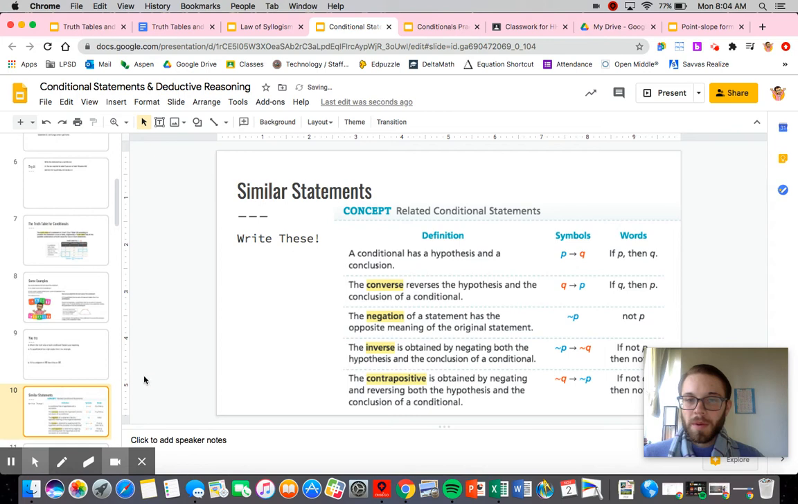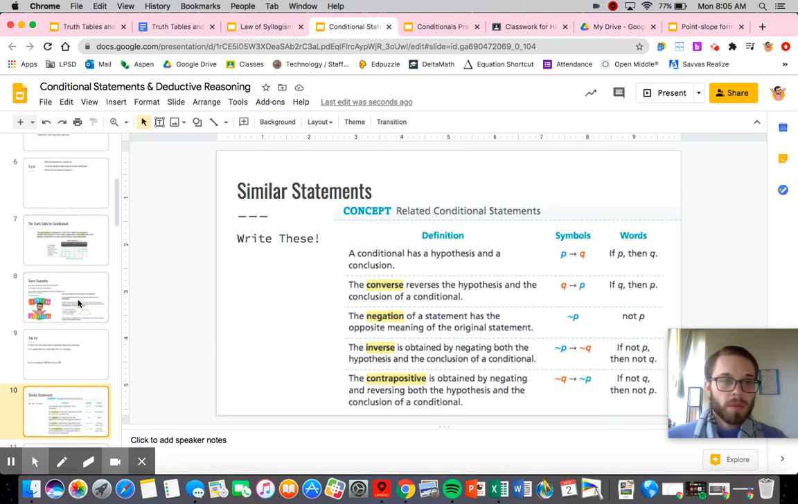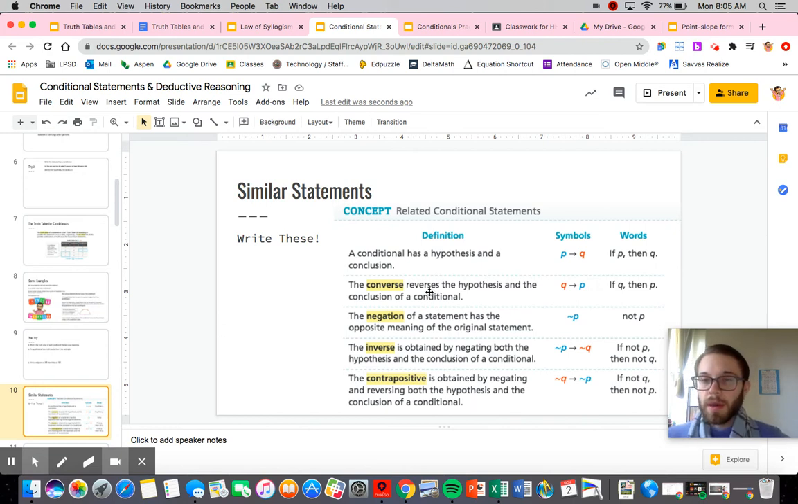Next, there's a couple other relationships that we can have in terms of conditional statements, and these are called the converse, the negation, the inverse, and the contrapositive. Okay, so the converse. Our conditional statement is if P then Q. Our converse is going to be if Q then P. So we're just flipping it, right? Let's go back to the one we had before. If a number is even, then it is divisible by 2. The converse: if a number is divisible by 2, then it is even. All right.